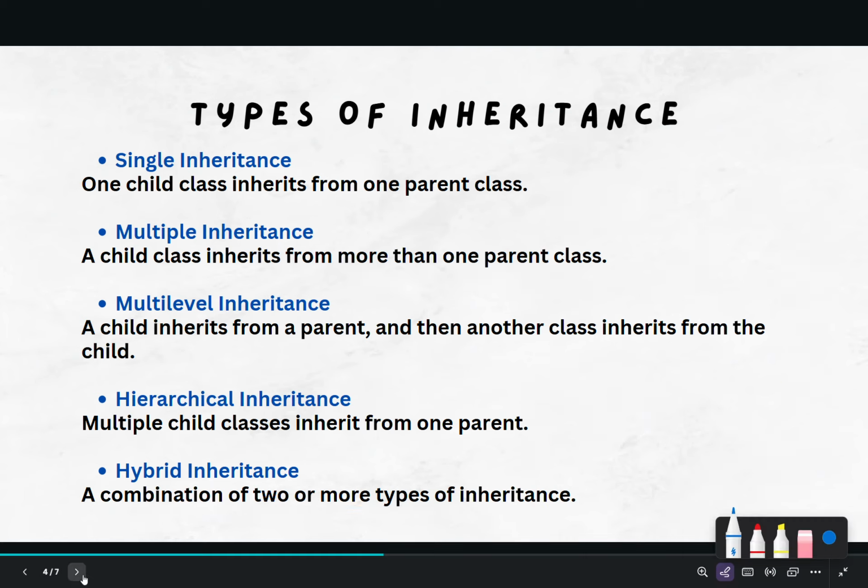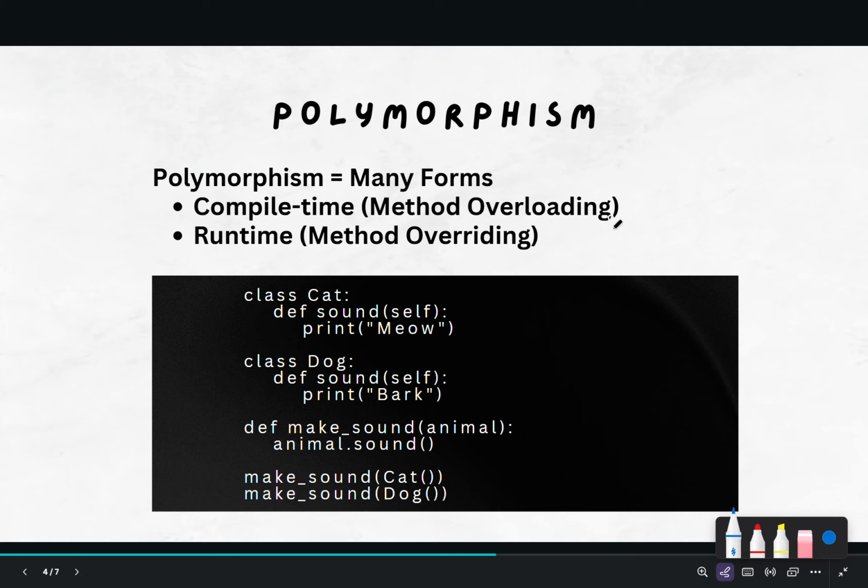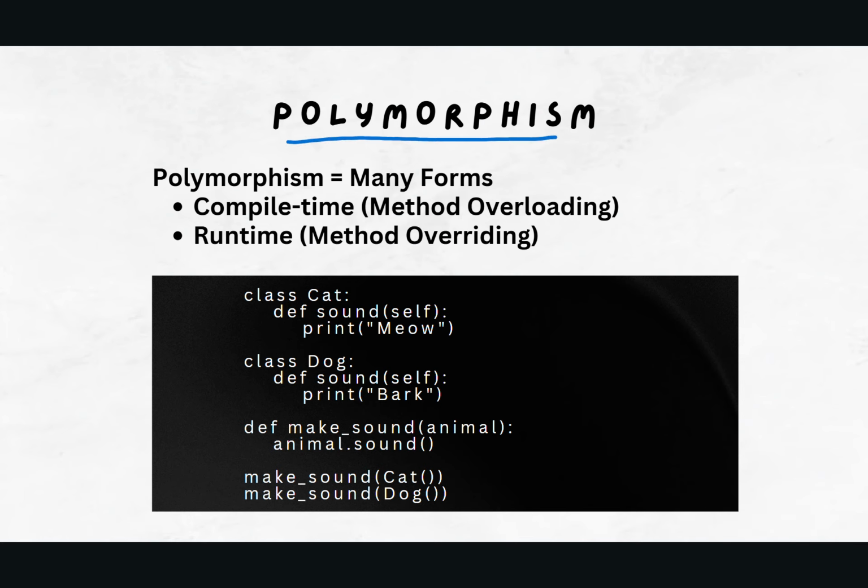Okay, so now let's continue to another topic. Yes, so now what is polymorphism? Now polymorphism means, poly means many and morphism means forms. So polymorphism means many forms. Now there are two types of polymorphism: compile time polymorphism and runtime polymorphism. Compile time polymorphism is also known as method overloading and runtime polymorphism is known as method overriding.